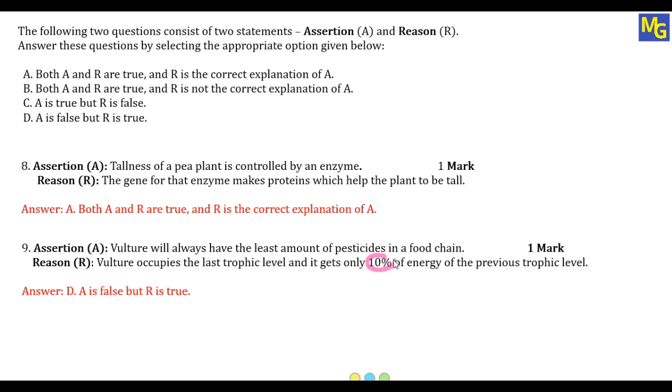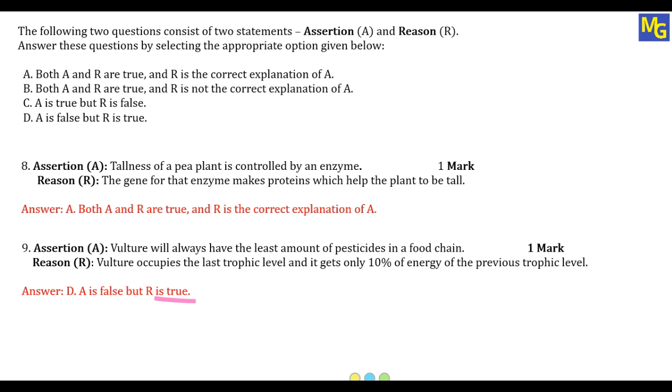So that's why here assertion is wrong, but reason is correct. But reason is not the correct explanation of the assertion. That's why you should not mark B here. You should mark D: A is false, but R is true. Here R is correct, but it is not a correct explanation of A. Therefore, we should mark option D. So the answer is option D, A is false, but R is true. So this is the answer for question number 8 and question number 9.